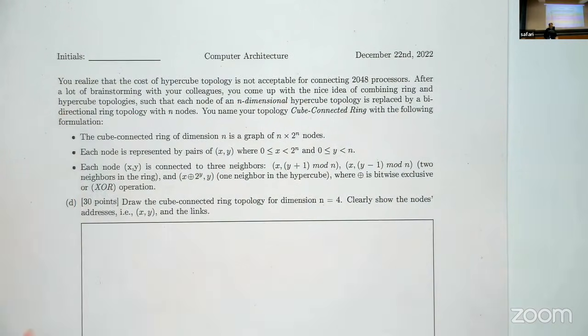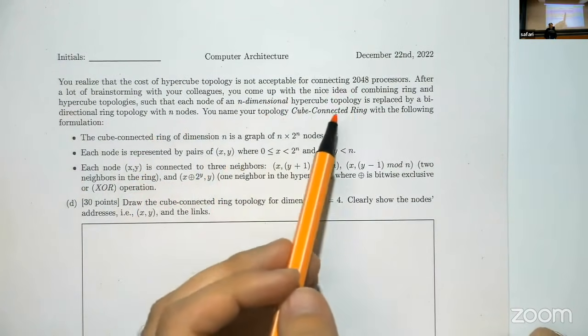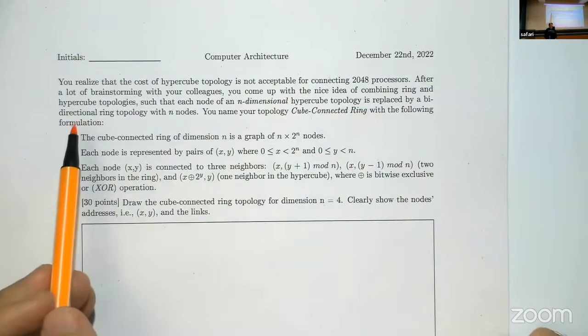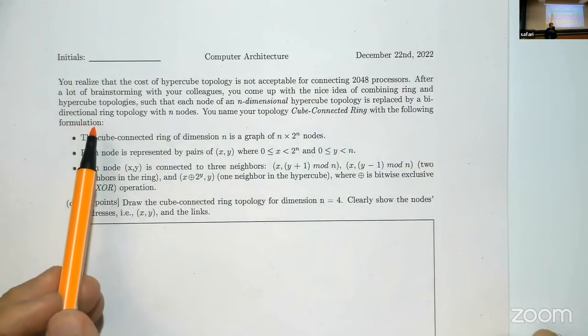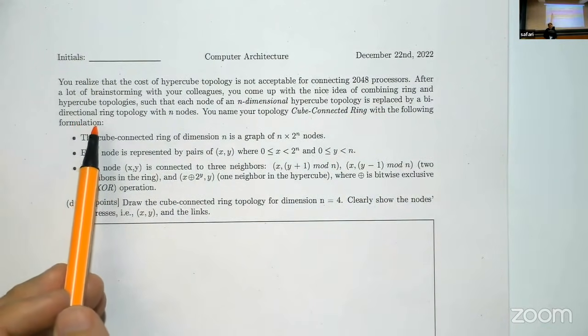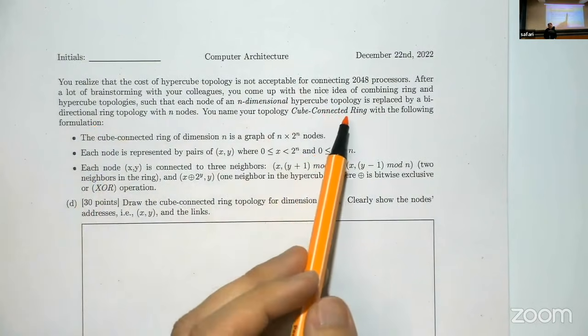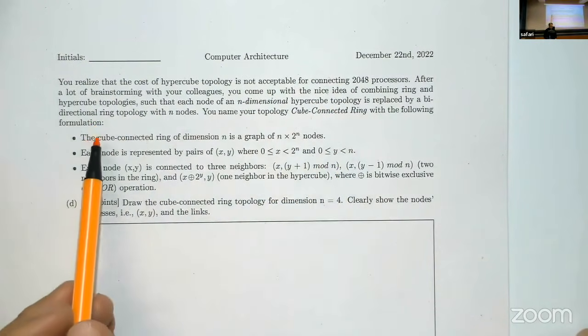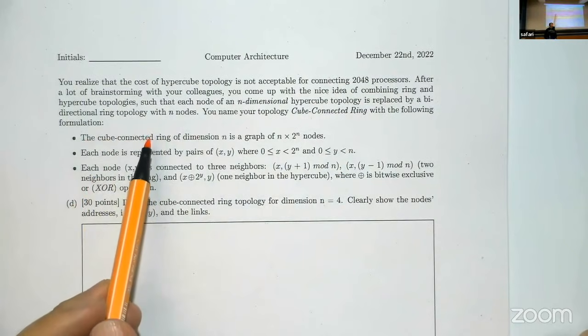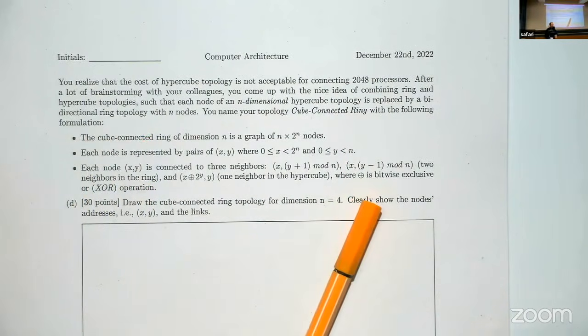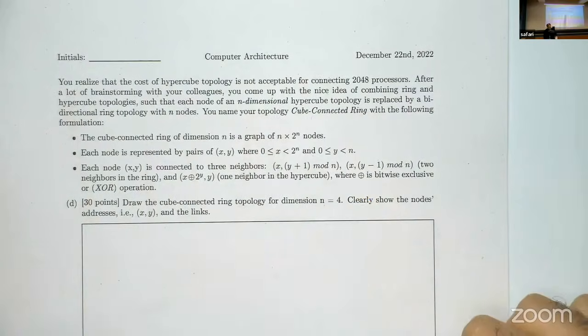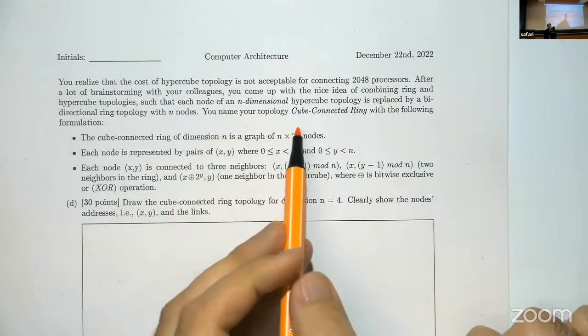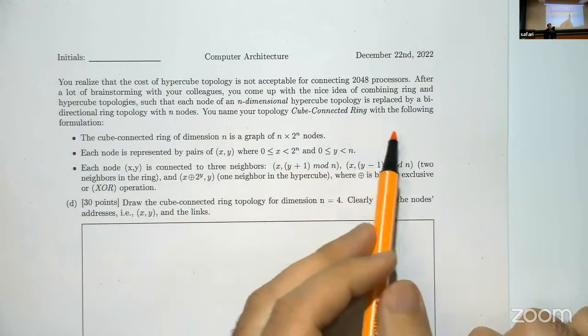You realize that the cost of hypercube topology is not acceptable for connecting 2048 processors. After a lot of brainstorming with your colleagues, you come up with the nice idea of combining ring and hypercube topologies, such that each node of an n-dimensional hypercube topology is replaced by a bidirectional ring topology with n nodes. So basically, we have several rings, and we connect these rings in a hypercube manner. You name your topology a cube-connected ring, with the following formulation.